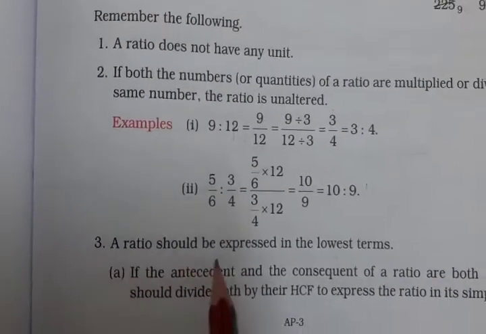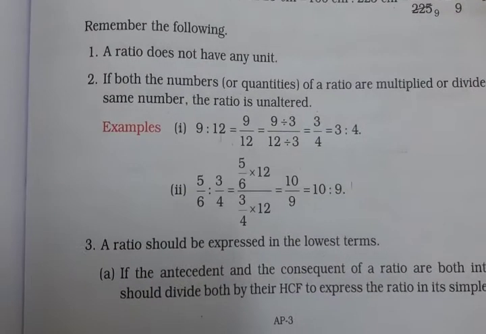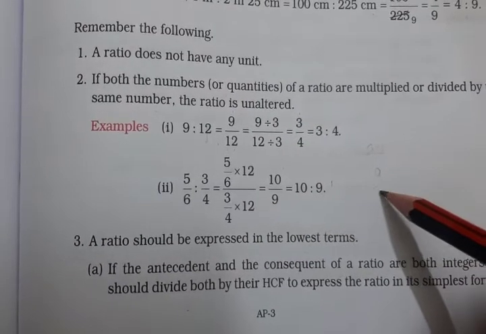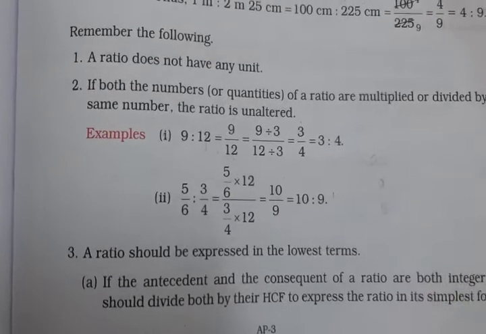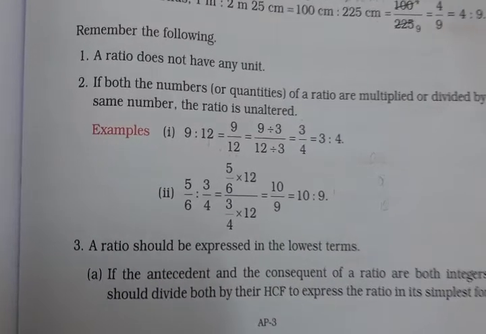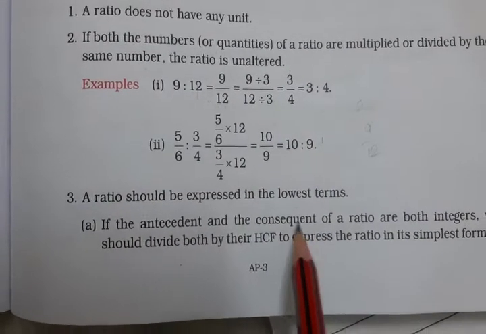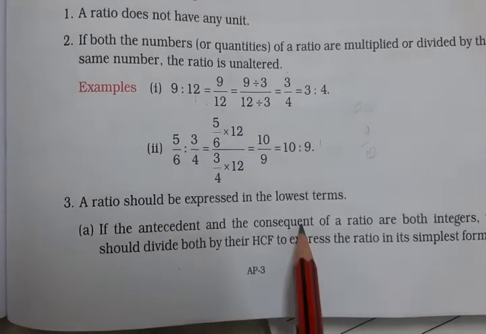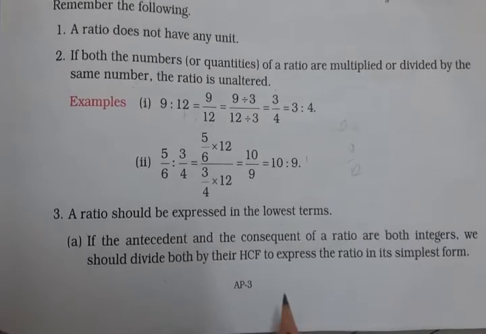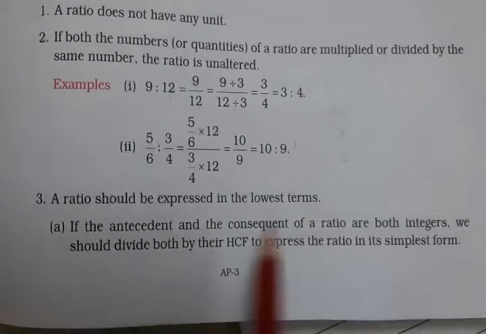Now next one is that the ratio should be expressed in its lowest terms. How will we express a ratio in its lowest terms? If we are given any ratio, we will write it as a fraction and we will cut it. Like that we will express the ratio in its lowest terms. One more thing, if the antecedent and the consequent, that means the first term and second term of the ratio, are both integers, we should divide both by the HCF. It's the simplest form.